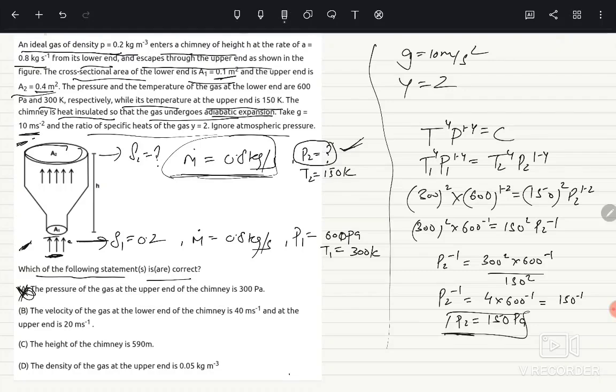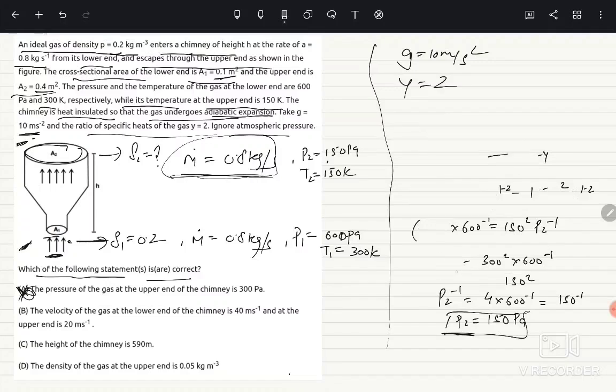Now, but just remember the pressure which is coming out to be 150 Pascal. Just remember this value, 150 Pascal, it can be used in the next calculation. The next calculation we have to do is of the velocity of the gas at the lower end. We have to find the velocity at the lower end and the upper end.